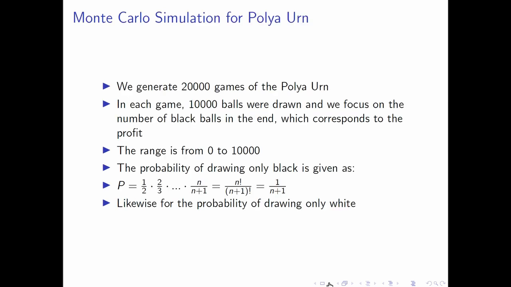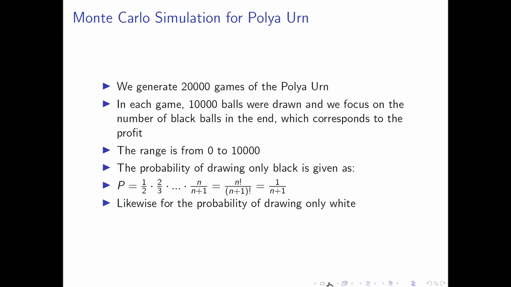We used R to run a Monte Carlo simulation of this process. So we generated 20,000 games, and in each game, 10,000 balls were drawn from the urn. If we focus on the number of black balls in the end, which corresponds to the profit in our example, we observe a very big spread. The range is from 0 to 10,000, which means that in one scenario it actually happened that all 10,000 balls were black, and in another scenario it happened that all balls were white.